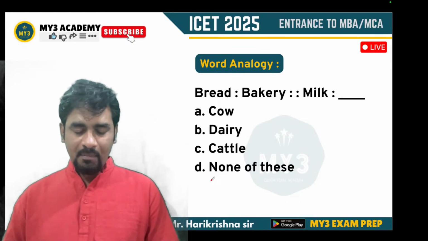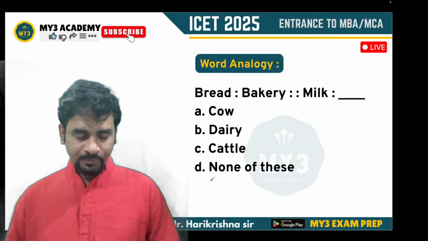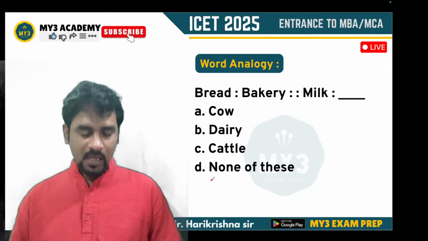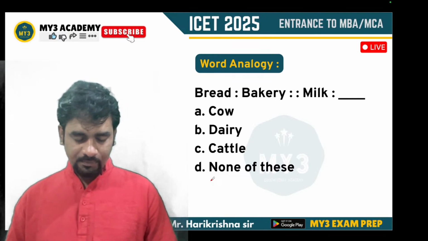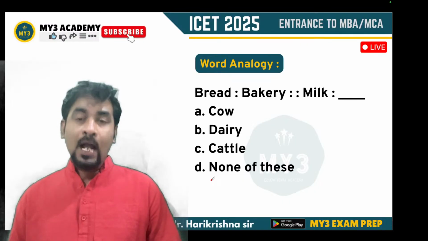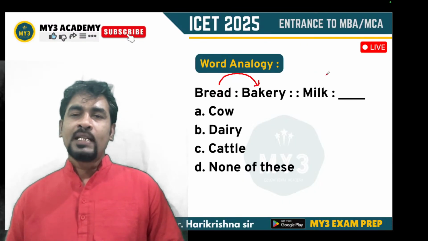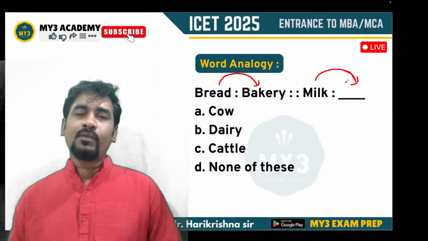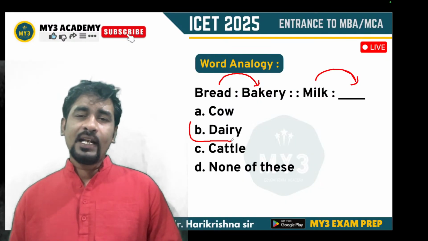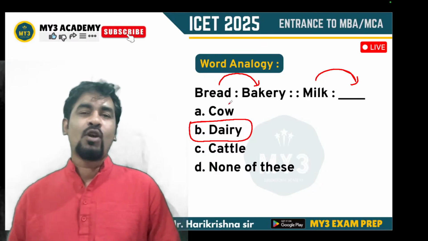Bread is bakery, milk is what? Very good. Swati is saying option B. Some of them are saying option D. Why, Kasim? Deepika, good response. Harsha is saying option B, dairy. Yeah. So bread, bakery. What's the relation? Bread you will find in a bakery. Similarly, milk you will find where? Milk you will be finding in a dairy. Right? Cow will give the milk, but cow is not the answer.